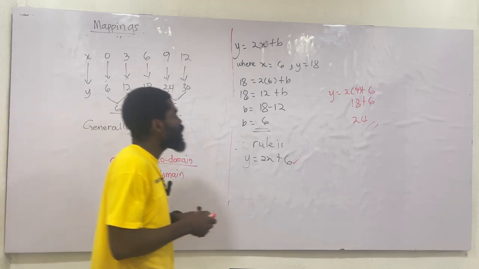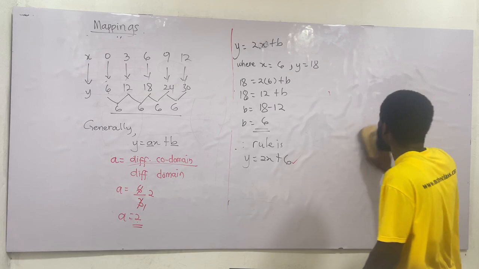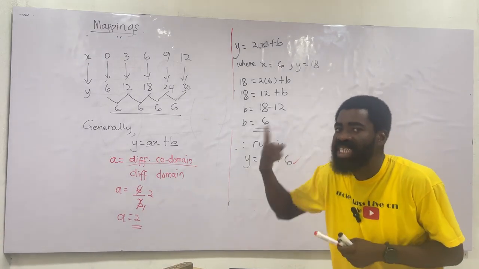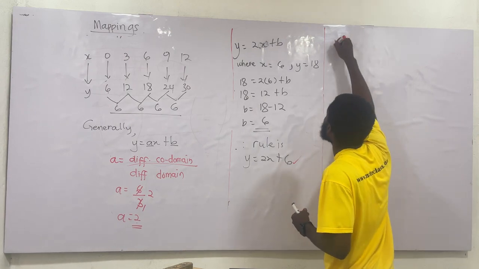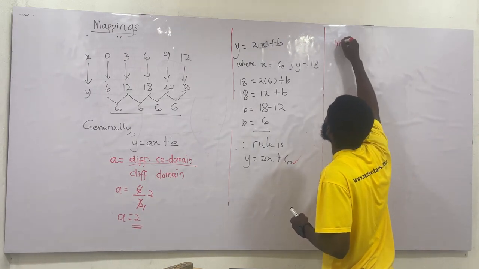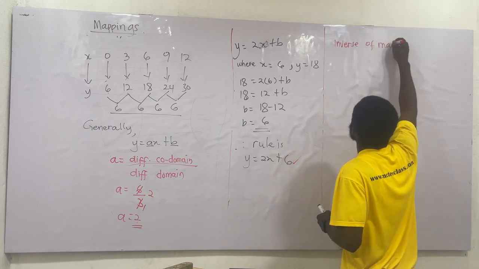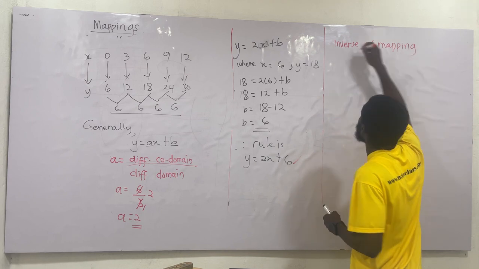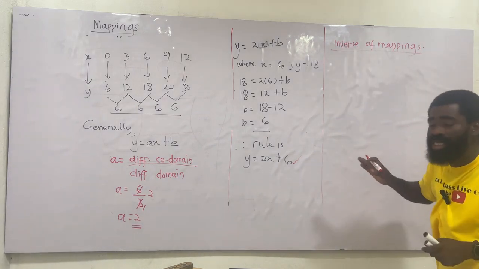Now, there are times the question asks you to find the inverse of the rule. Let me talk about inverse before I move on. It says find the inverse of the rule. So, the inverse of a mapping. We call that mapping inverse, or inverse of the mapping. Let's just put this one here before I forget. The inverse of mappings. Now, for inverse of mappings, it's very easy.